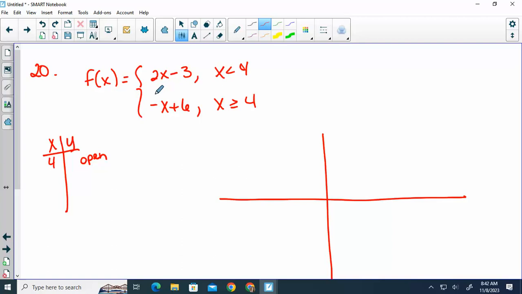So 2 times 4 minus 3, so 8 minus 3 is 5. You put in a 5, 10 minus 3 is 7. If you put in a 6, 12 minus 3 is 9. So 4, 5 is open.